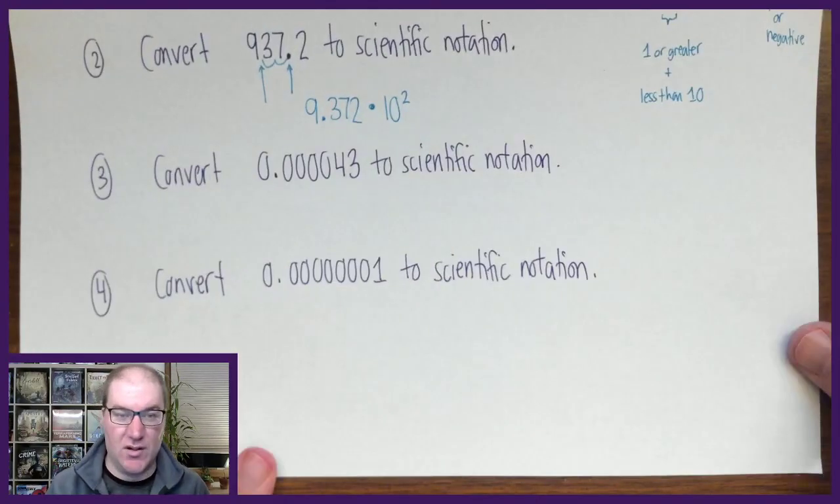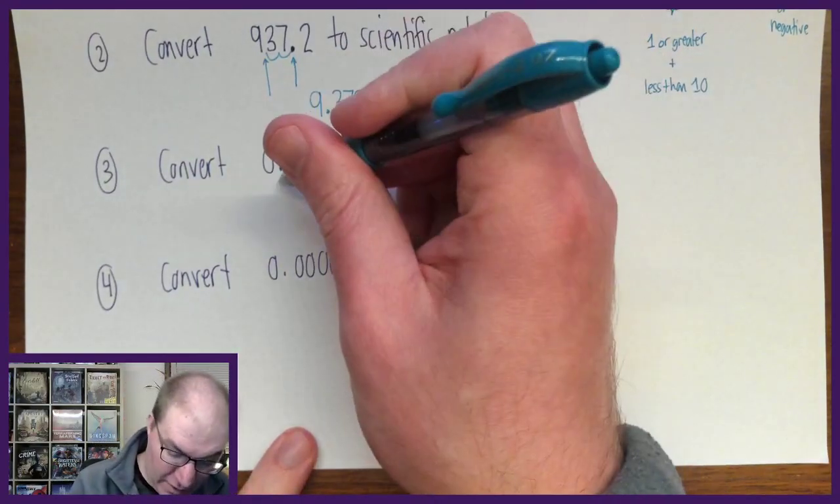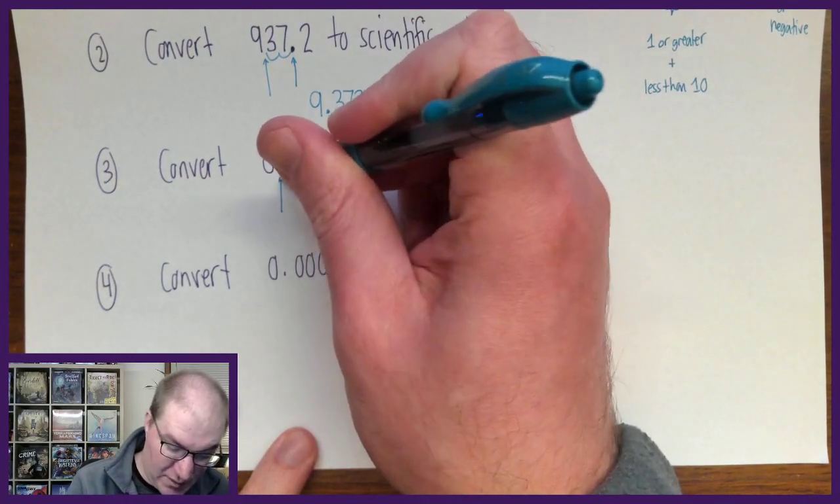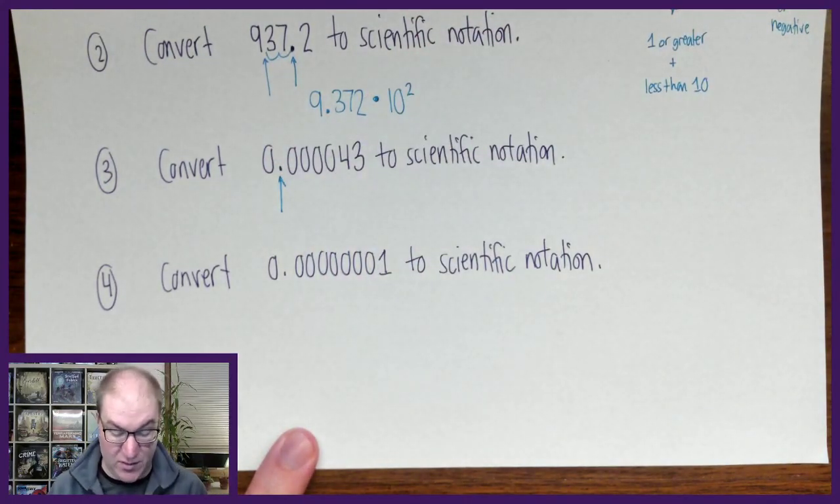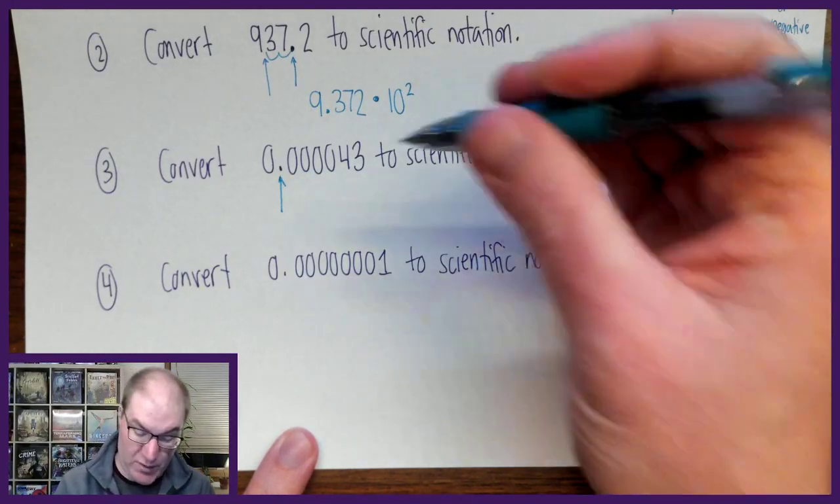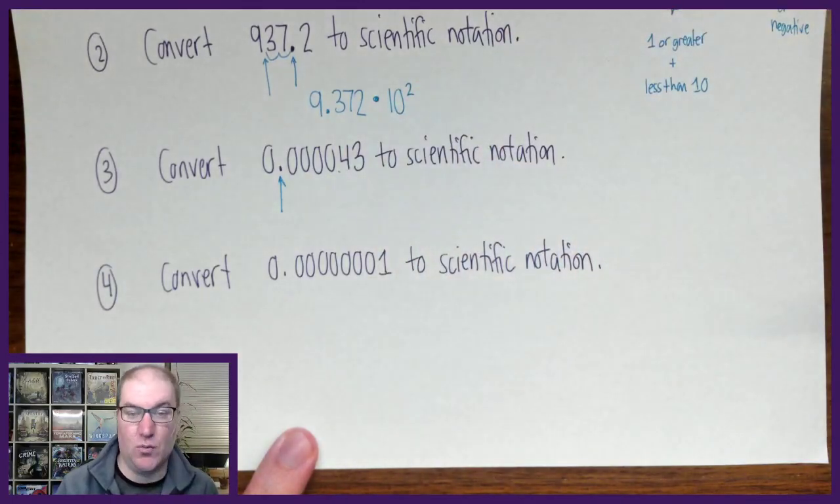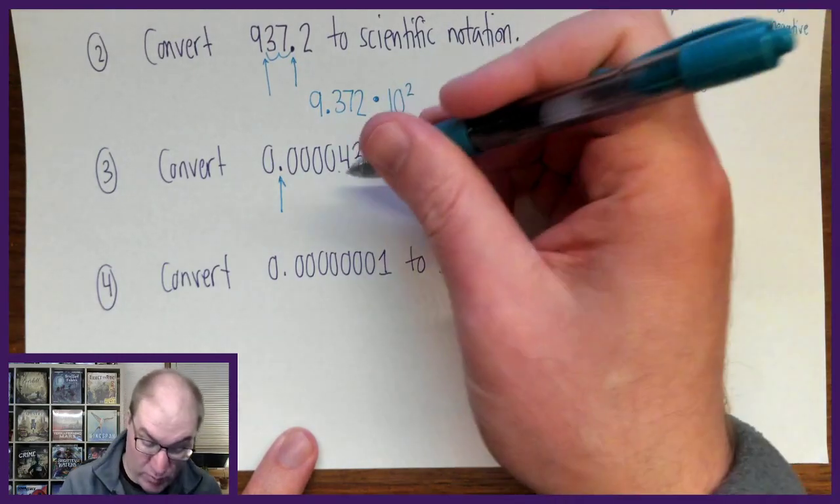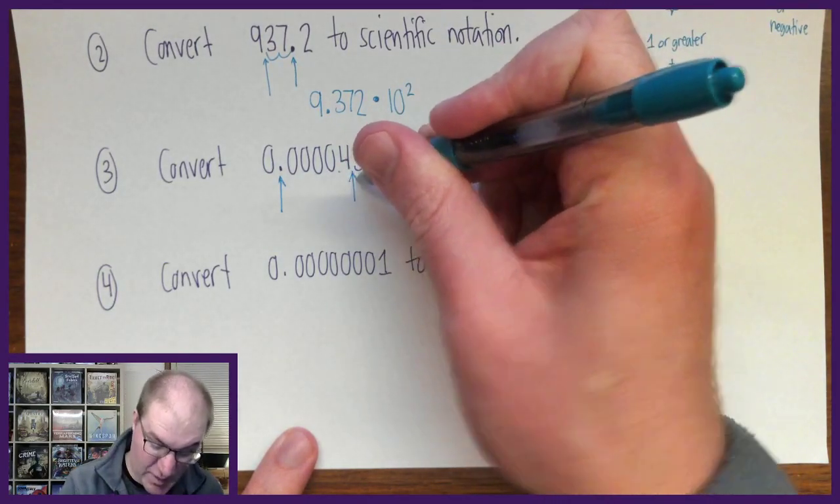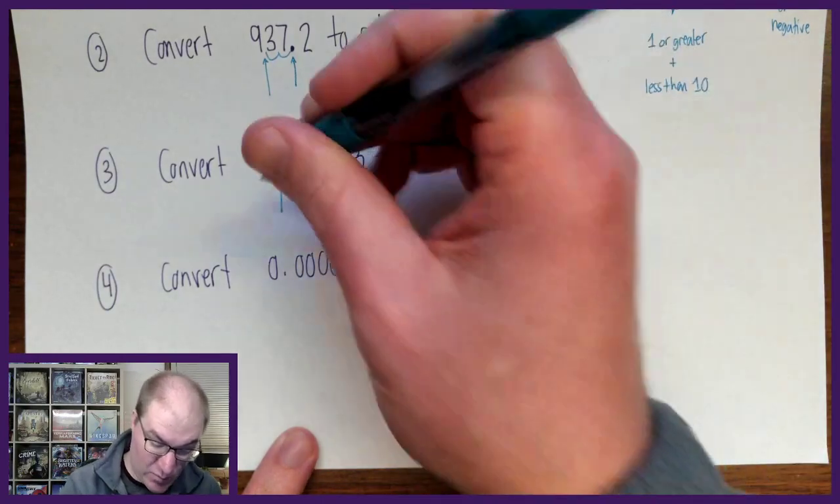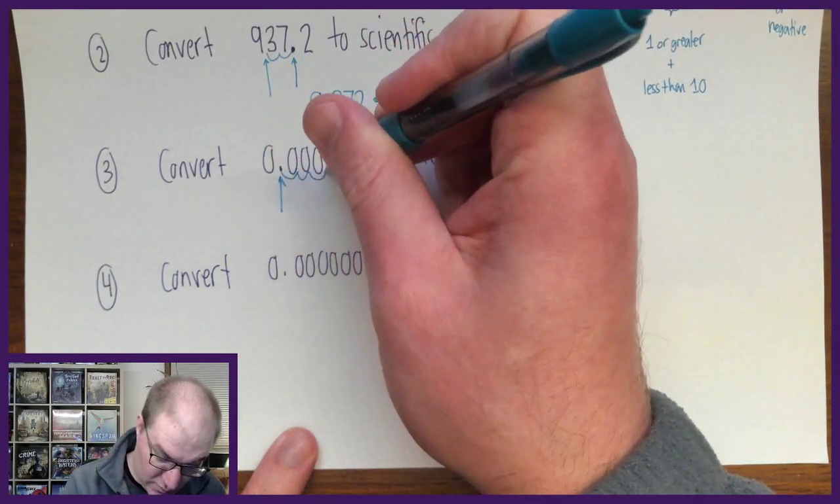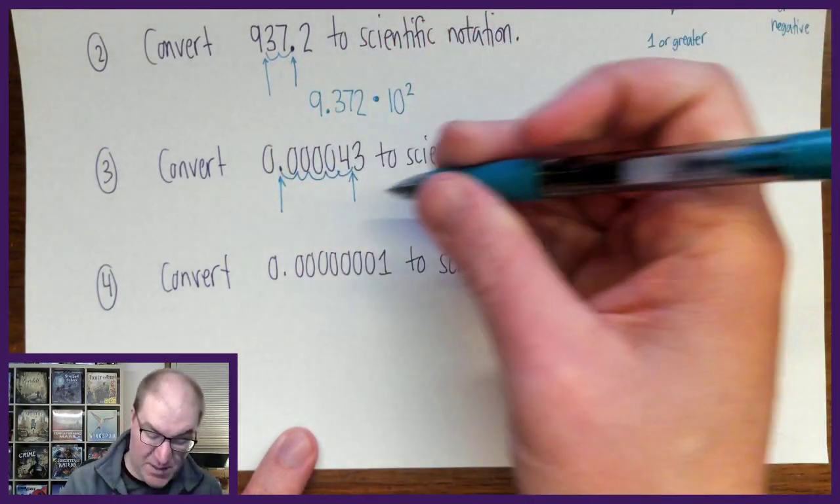Now let's look at question number 3. Right now the decimal is right there in 0.000043. And where could I put this decimal to make it between 1 and 10? Well, if I put it right here, it'd be 0.43. That's not between 1 and 10, right? That's less than 1, so I need to move it 1 more space. I need to put it right there. So how far does it move? 1, 2, 3, 4, 5 spaces.